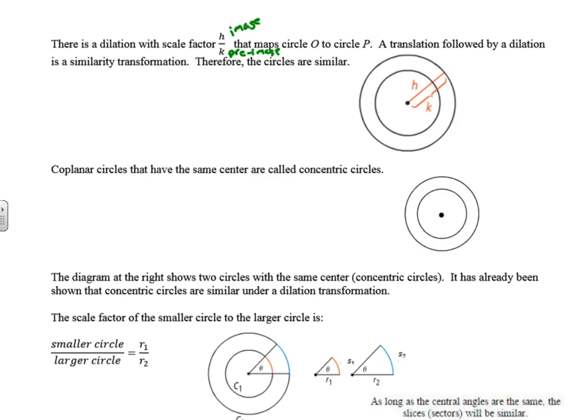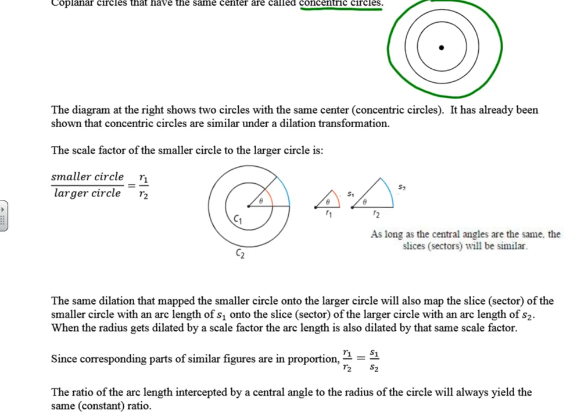And then the last one is coplanar circles that have the same center are called concentric circles. So you see that anytime you draw another one and it has the same center, that's a very poorly drawn circle, but that is also true. So the diagram at the right shows two circles with the same center. It's already been shown that concentric circles are similar under a dilation transformation.